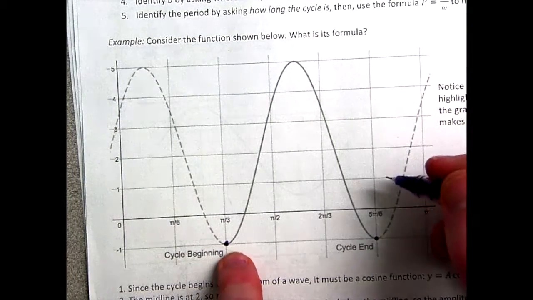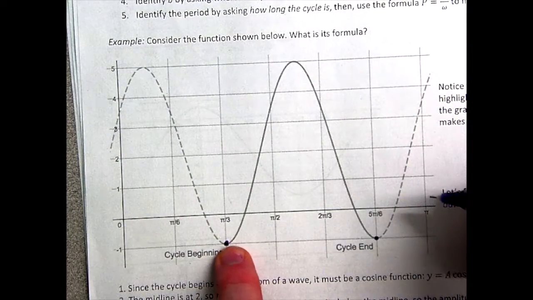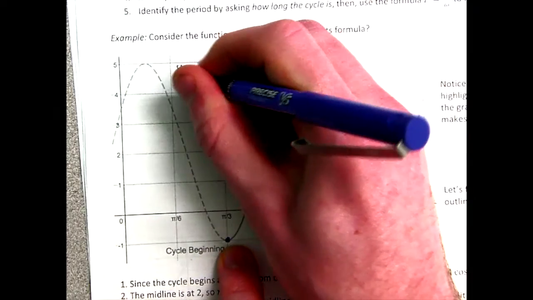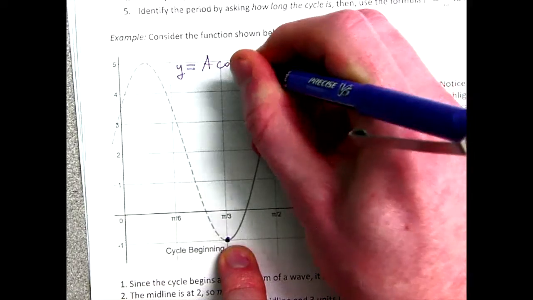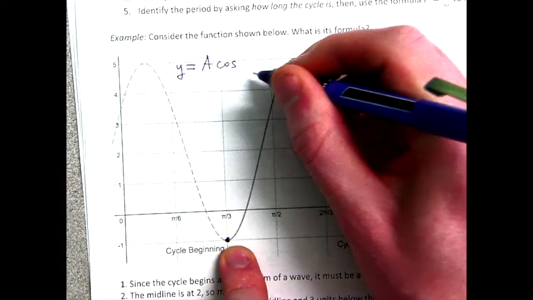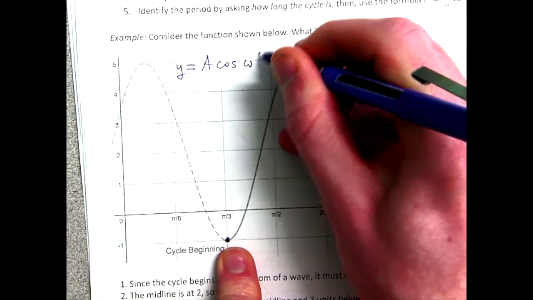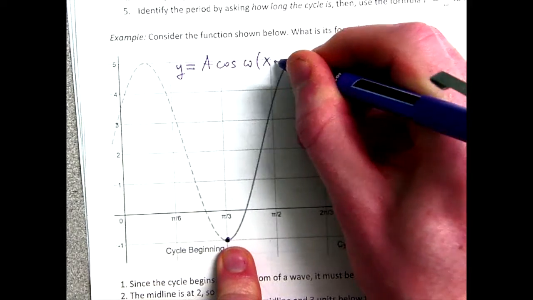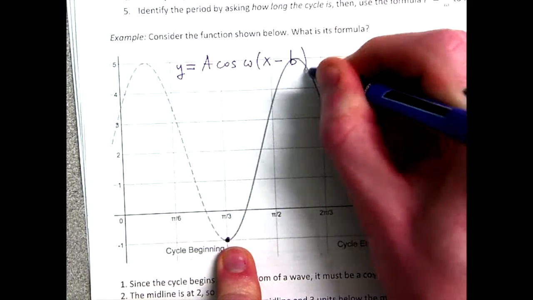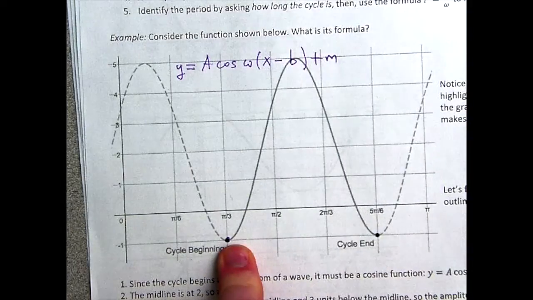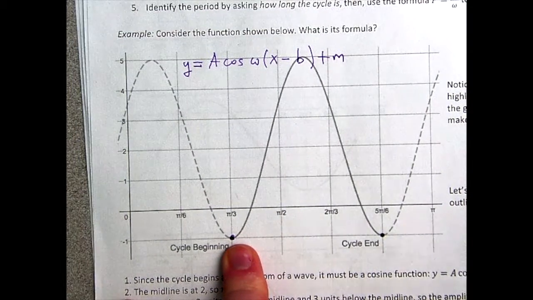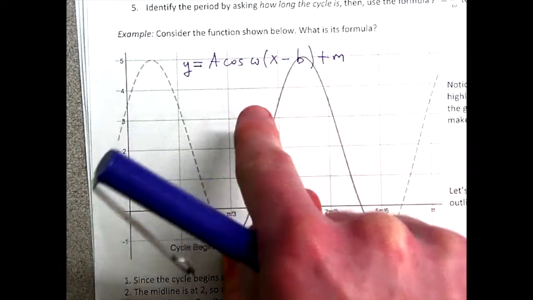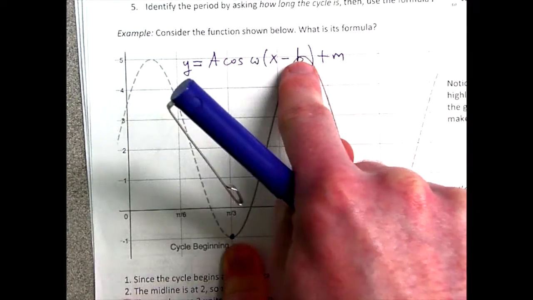So this is a cosine function, which means right away that I can write down the general formula. Here's the general formula for a cosine function: y equals a cosine of omega x minus b, plus m. That's the general template, and all I have to do to write down the formula is find the values of a, omega, b, and m.